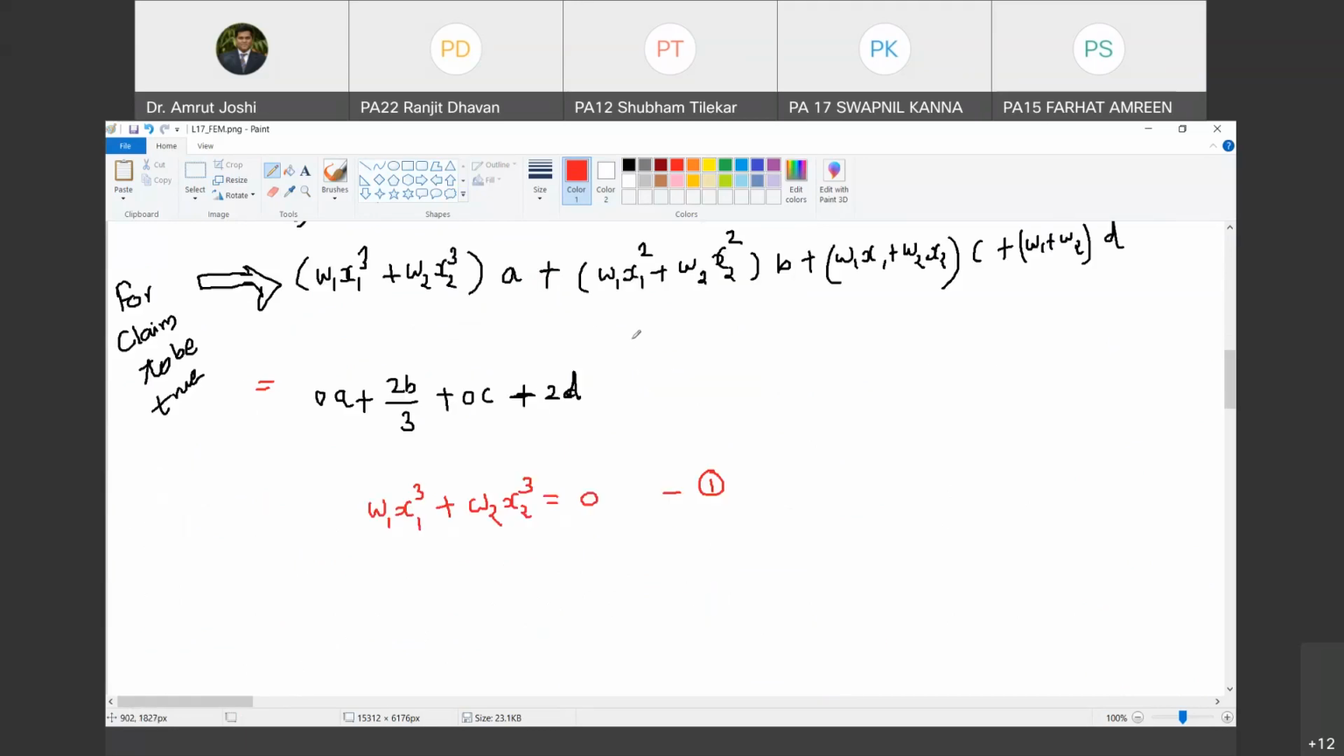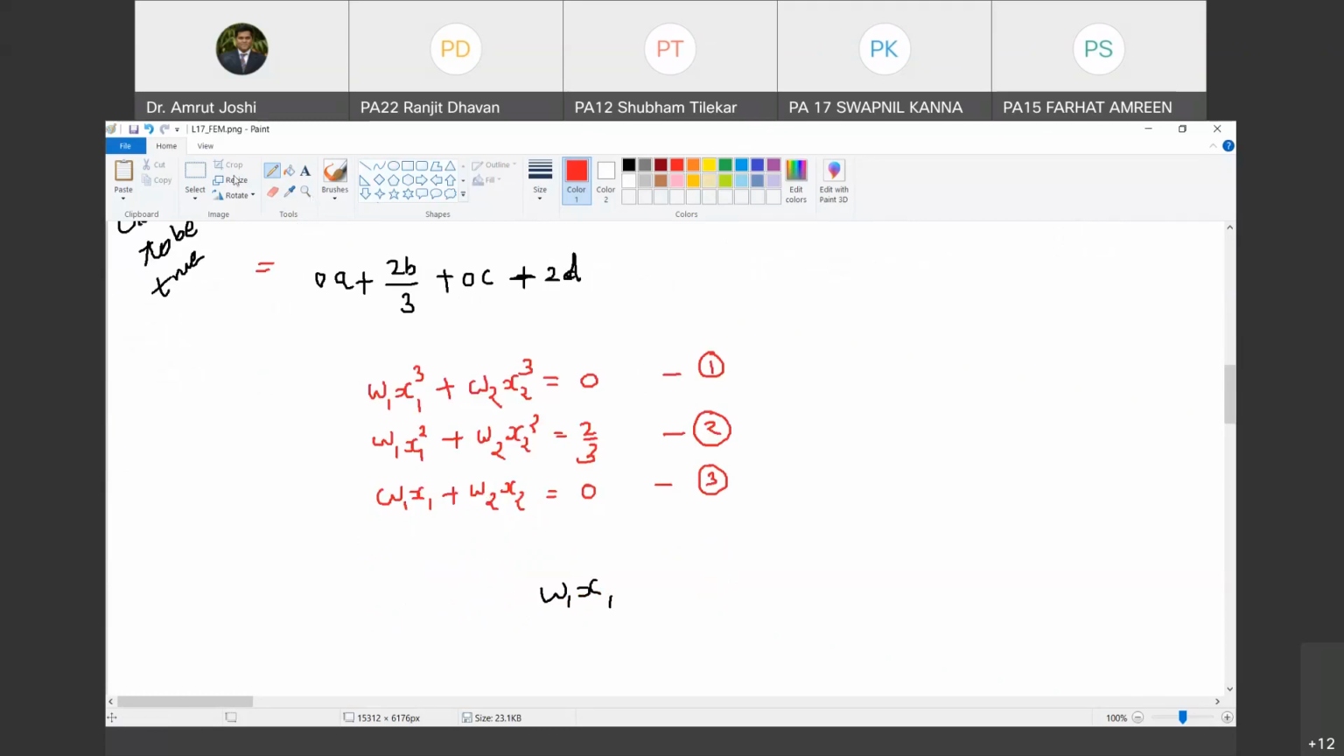What is equation number 2? w1 x1 square plus w2 x2 square is equal to 2 by 3. This is the second equation. What is the third equation? w1 x1 plus w2 x2 must be equal to 0. This is the third equation. What is the fourth equation? w1 plus w2 is equal to 2.